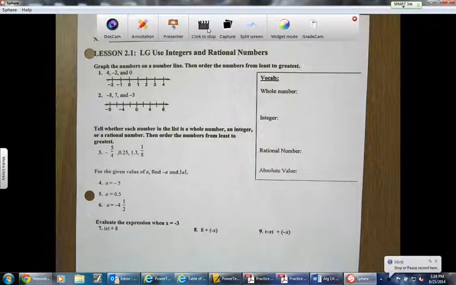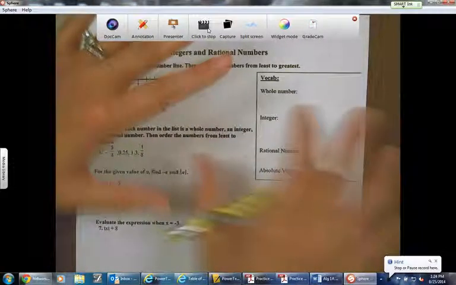All right, so we got 2.1, and our learning goal is we're going to use integers and rational numbers. You guys would have been introduced to this last year, and for some of you, this is probably kind of simplistic, but I want to make sure that we go over it.